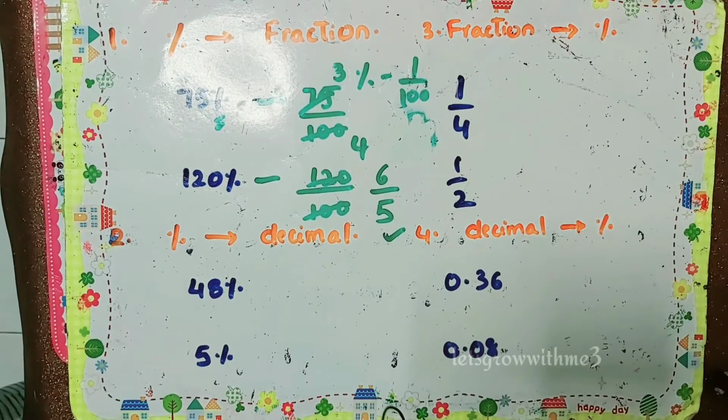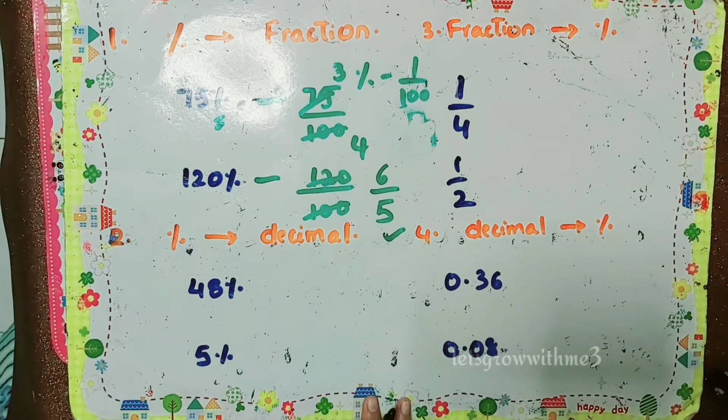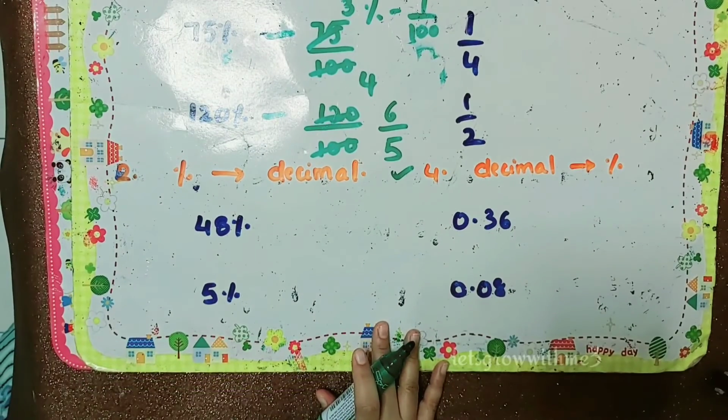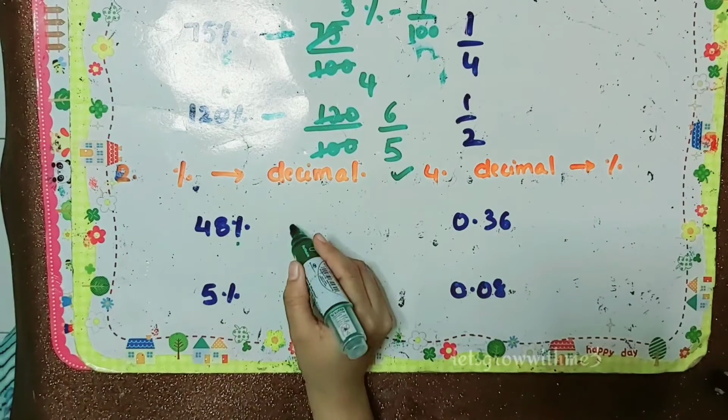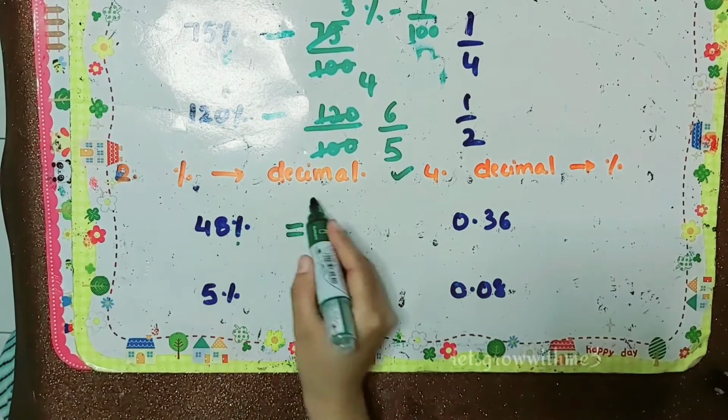Let's see the next one, percentage to decimal. Take 48 percentage. Here the procedure is the same until the fraction, but once we get the simplest form, we again need to divide to get the decimal value. So 48 percentage means 48 over 100. Now we have got to the fraction, right? We converted percentage to fraction first.